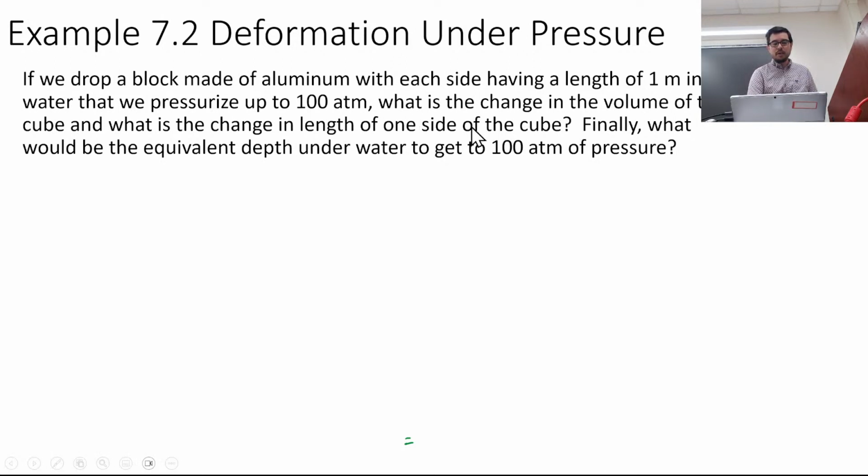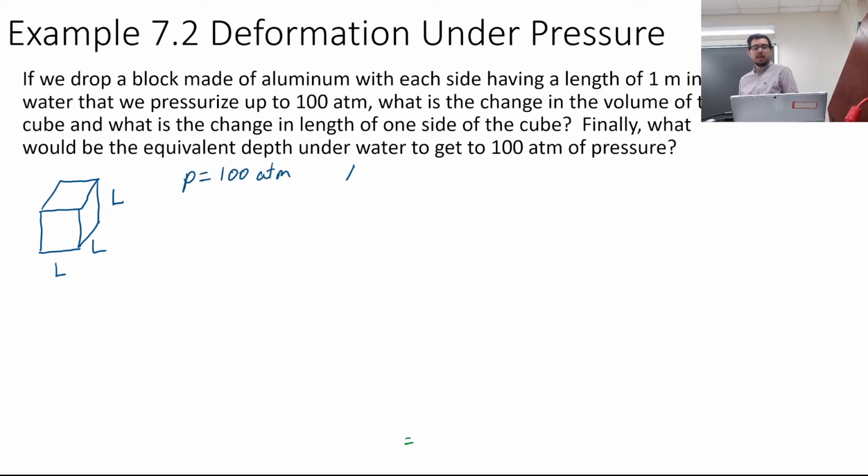What is the change of the volume of the cube, and what is the change of length of one side of the cube? And what would be the equivalent depth underwater to get to 100 atmospheres of pressure? So we can make our nice little cube. It's my cube, so it's a little distorted. And we have this pressure, and we want to know the following three things.